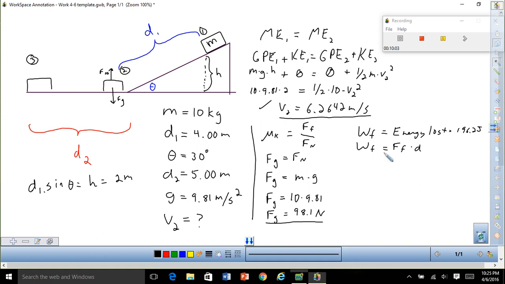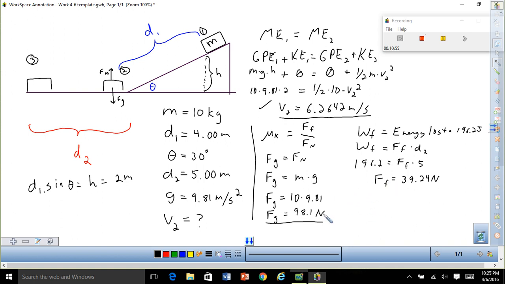Well, the work done by friction was 196.2. So 196.2 is equal to FF times, and in this case that's D2, and that is equal to 5 meters. So then if I take 196.2 and divide by 5, I'll have the value for the force of friction. And it turns out, if you do the math, that's 39.24 newtons. Again, using my numbers, your numbers will vary.